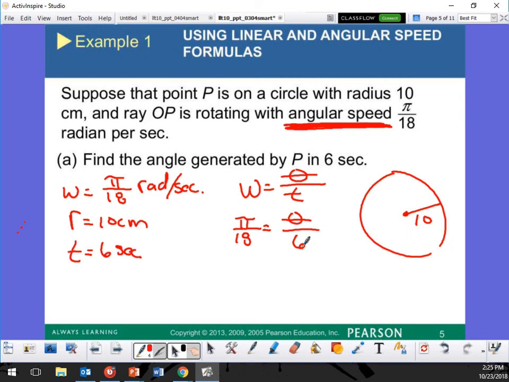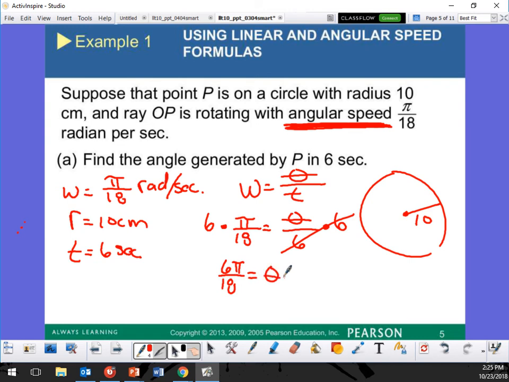Yeah, multiply by 6, right? Because I'm trying to cancel out that 6 on the bottom. Yeah, the cross multiply. There we go. So now this is going to give me 6 pi over 18 is equal to theta.